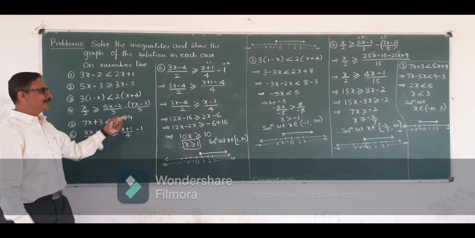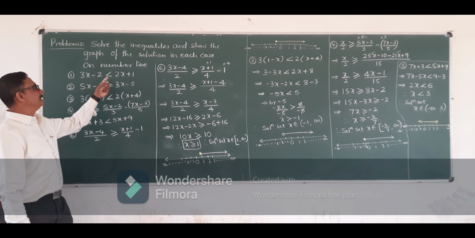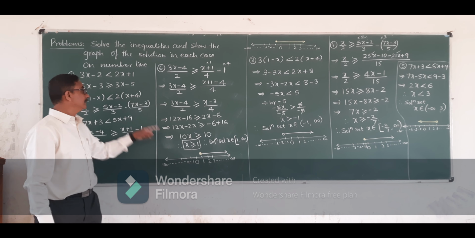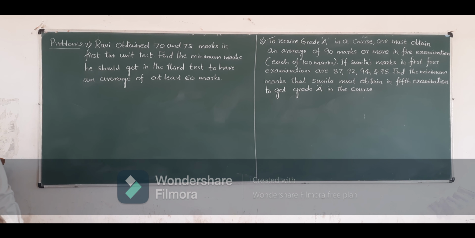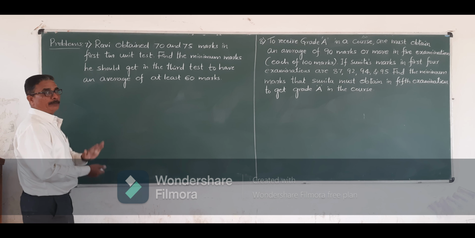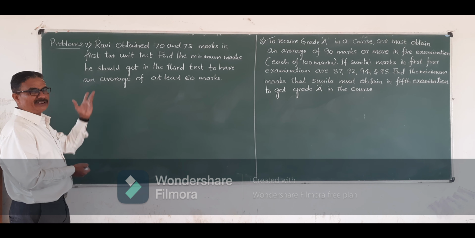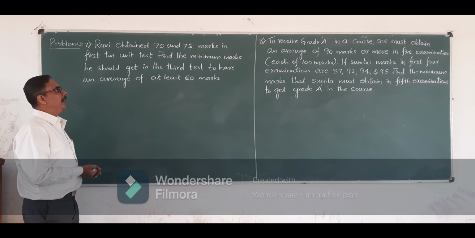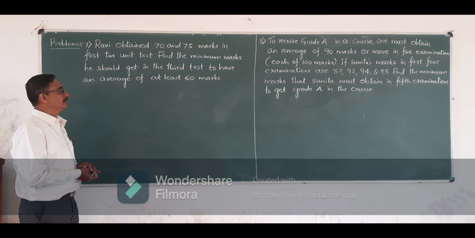Here students, these are the problems on linear inequalities and graph of the solution on number line. They will ask in final exam. Okay students. Next problem. Problem number 7. That is word problem, 3 mark question. Very simple problem. Ravi obtained 70 and 75 marks in the first 2 unit tests.